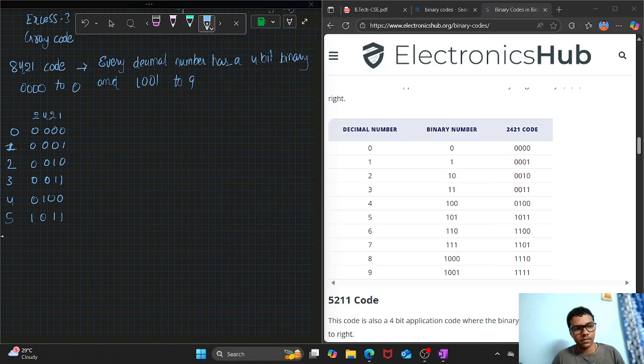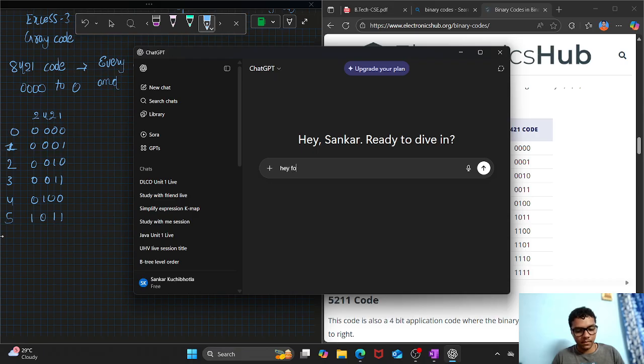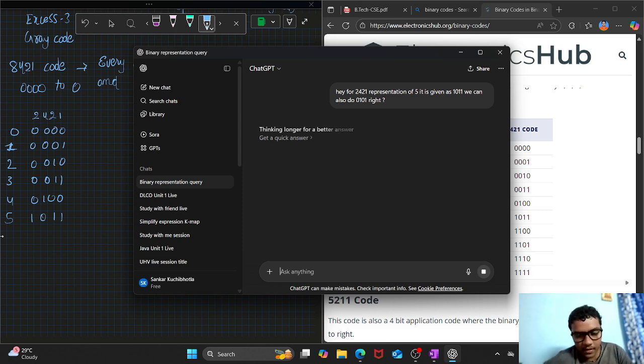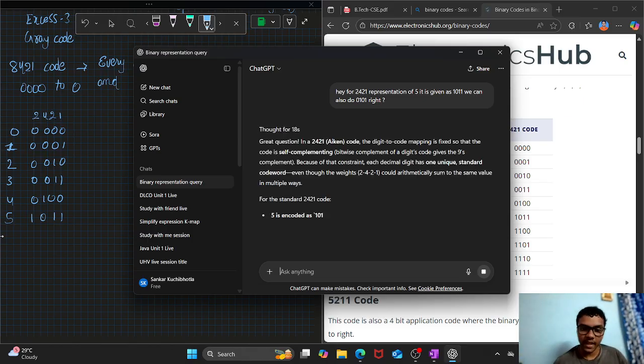Let's clarify this doubt. Yeah, it's a number. 2, 4, 2, 1, the representation. 5, it is given as 1011. We can also do 0101, right? Let's see.